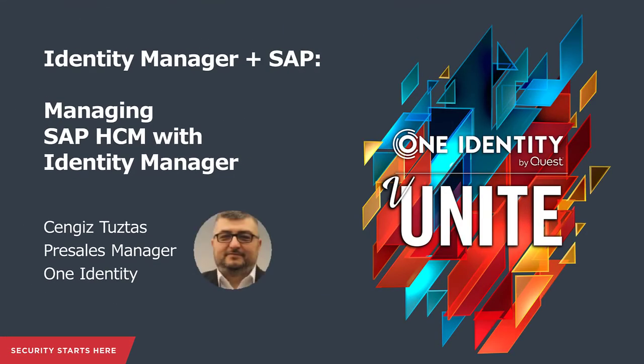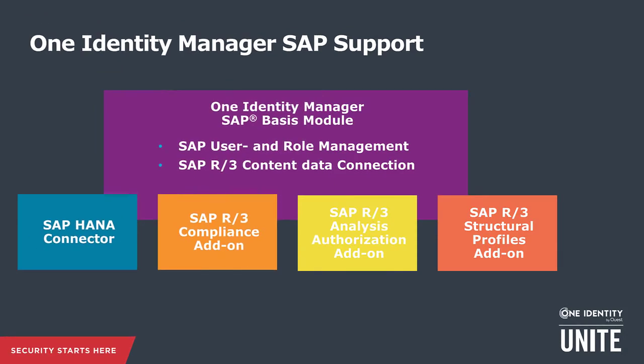In the following, I'd like to give an overview of the different features and modules of the One Identity Manager SAP support. The One Identity Manager SAP support consists of the One Identity Manager SAP connector and the SAP HANA connector. The SAP connector contains the following modules and add-ons.